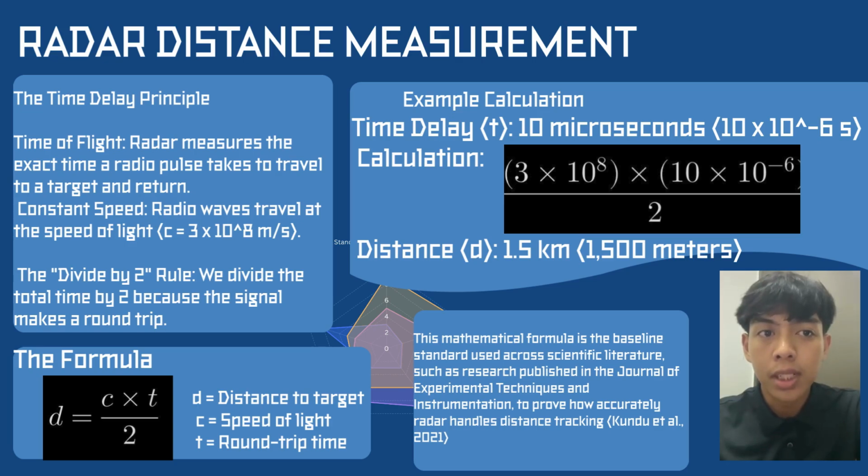For a quick example, if a radar detects an echo returning after just 10 microseconds, our calculation reveals that the object is exactly 1.5 km away. This simple but powerful math is what makes radar such a precise tool for navigation and safety.